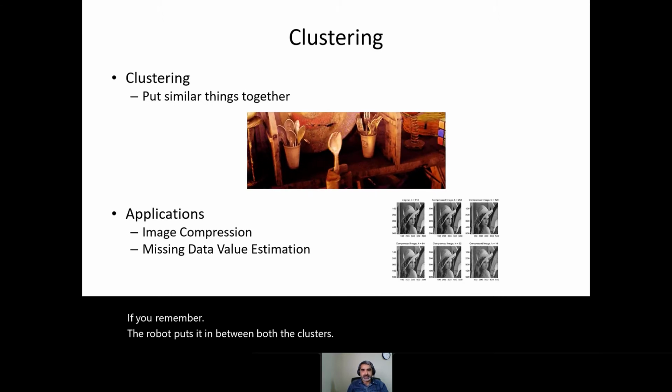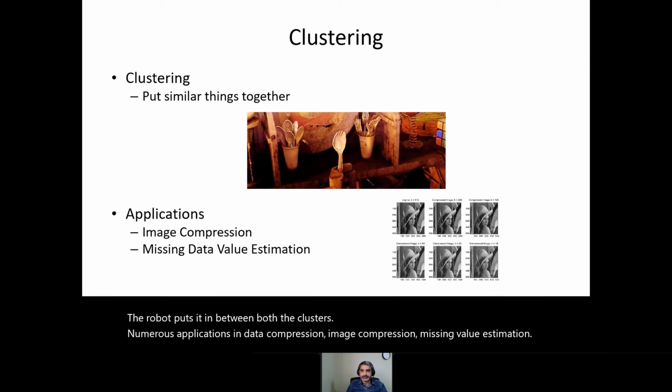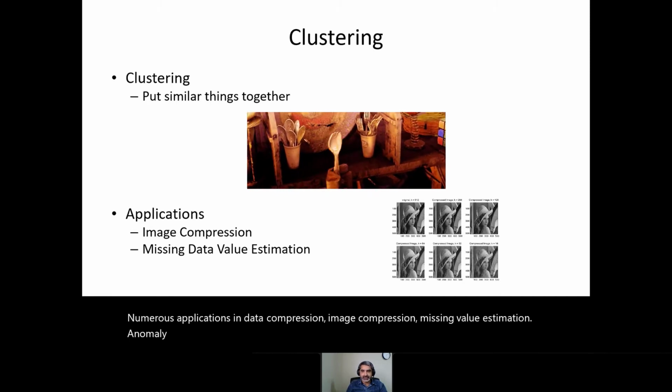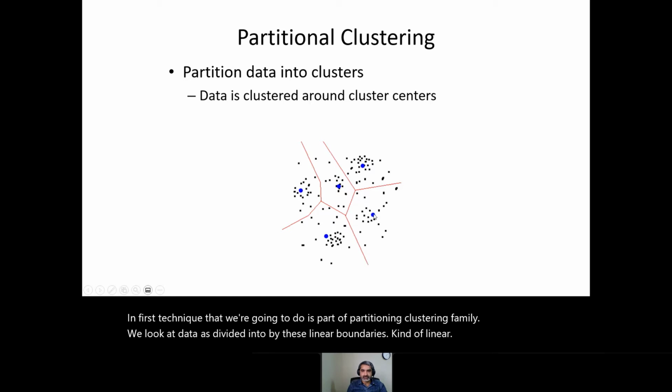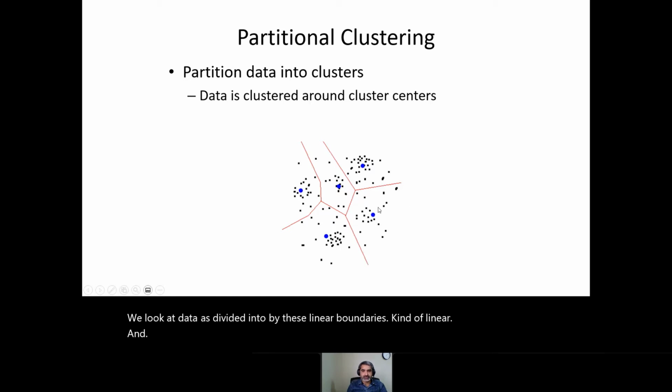There are numerous applications in data compression, image compression, missing value estimation, and anomaly detection where we see clustering in action. The first technique that we are going to do is part of the partitional clustering family. We look at data as divided by these linear boundaries, kind of linear. And each boundary creates a cluster where all the points are centered around a centroid, the textbook word that they use.